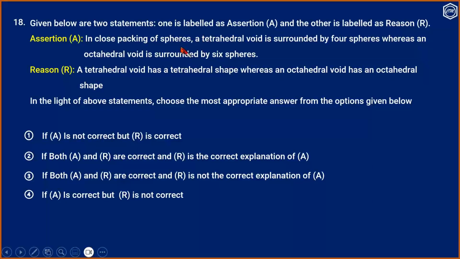So in close packing of spheres, a tetrahedral void is surrounded by 4 spheres, whereas an octahedral void is surrounded by 6 spheres, and that is correct. So A is correct. A tetrahedral void has a tetrahedral shape, whereas an octahedral void has an octahedral shape, and that is the wrong reason. So the correct option is 4.